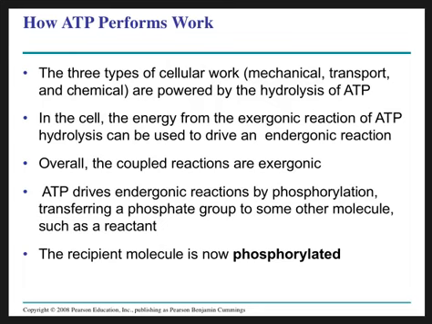Okay, this is how it works. So remember, we've got three types of cellular work: mechanical, transport, and chemical. These are powered by the hydrolysis of ATP. In the cell, the energy from the exergonic reaction of ATP hydrolysis, so cleaving off a phosphate, releases energy, and then we use that energy to drive some other process that needs an energy input, an endergonic one.